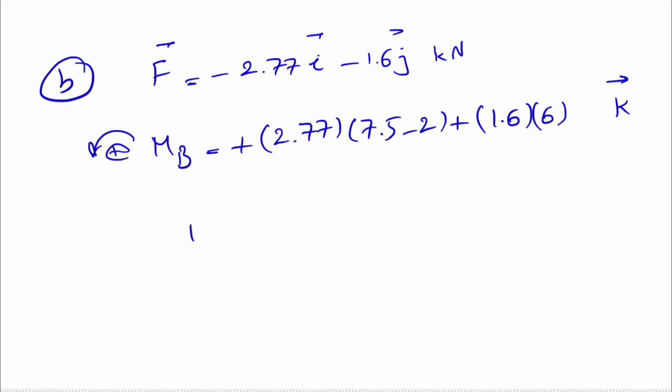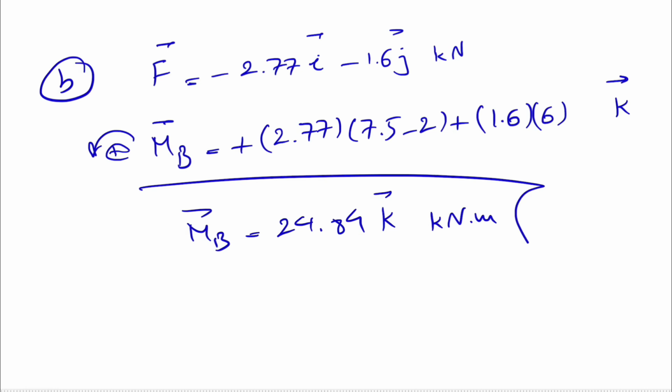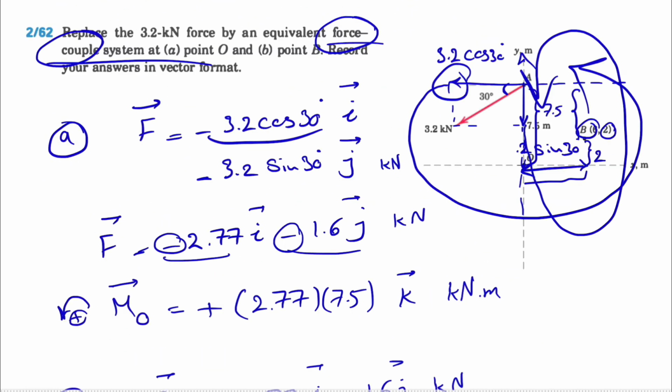So if we calculate this, our MB in vector form will be 24.84 k, and the unit that we have is kilonewton meter, and that would be the answer for the B part of the question. So yeah, that's pretty much it.